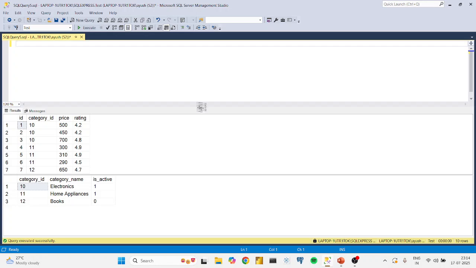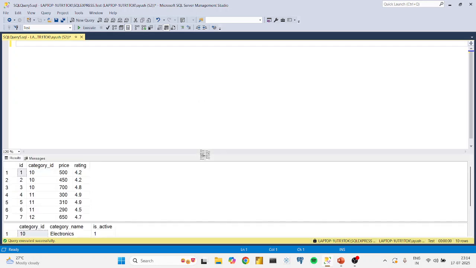That's the bigger problem. So we have three things here, right? First of all, we have active products. Then among the active products, we need the highest rated products. And among those highest rated products, we need the minimum priced products. So these are the three things that we have to take care of.